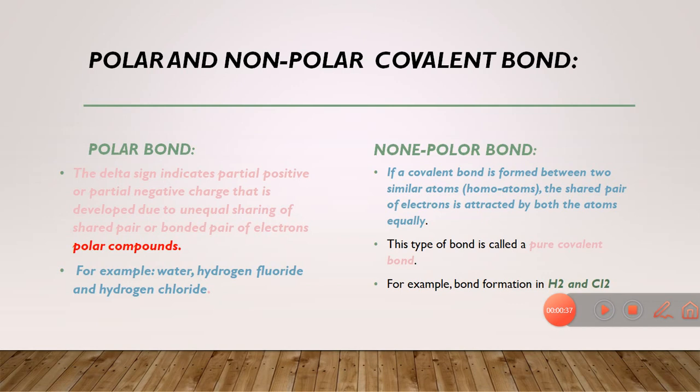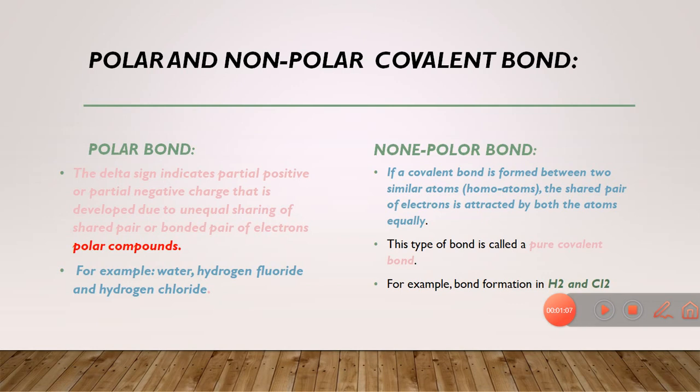The polar bond is created between atoms or molecules that have an electronegativity difference between each other. We know that every element of the periodic table has its electronegativity value, given by its special properties. The delta sign is the partial positive or partial negative charge that comes on an atom due to the difference in electronegativity of the shared electrons that are bonded to each other.